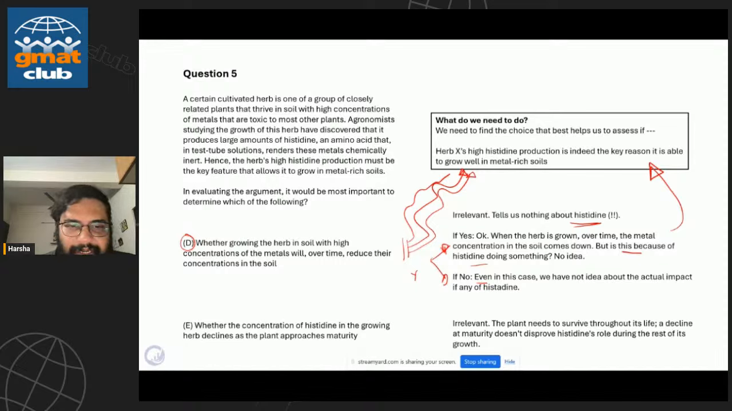Great, Ratan. Good to see that. Now, let's look at choice E. Whether the concentration of histidine in the growing herb declines as the plant approaches maturity.